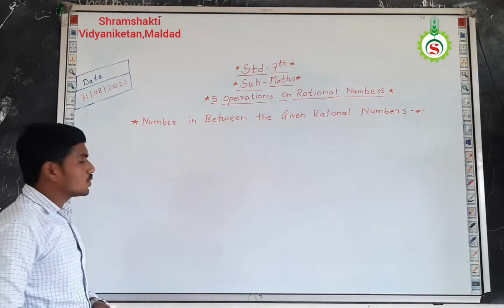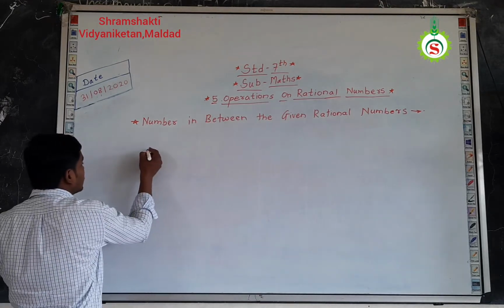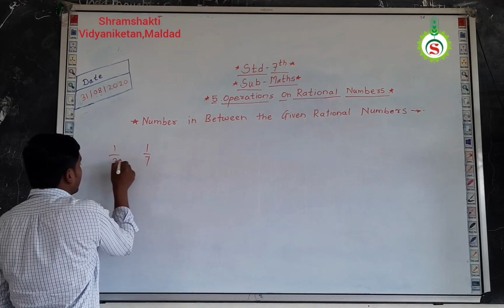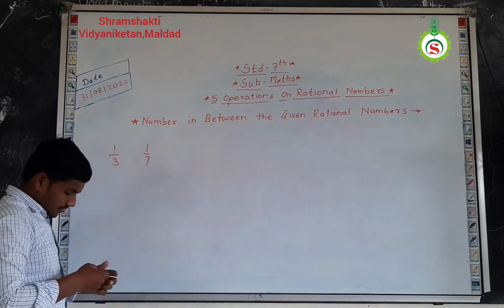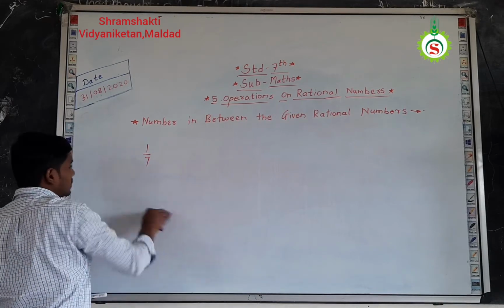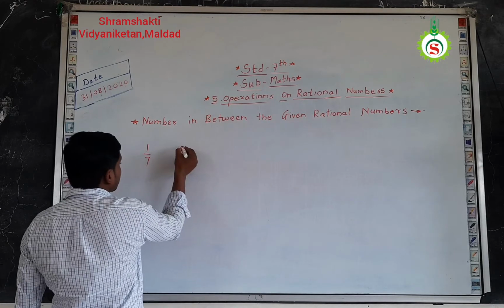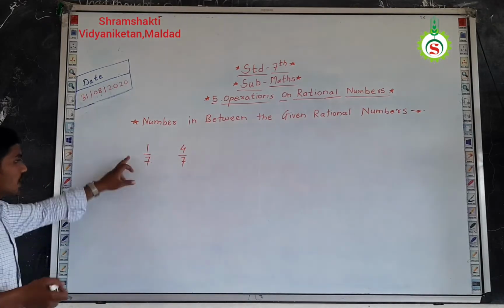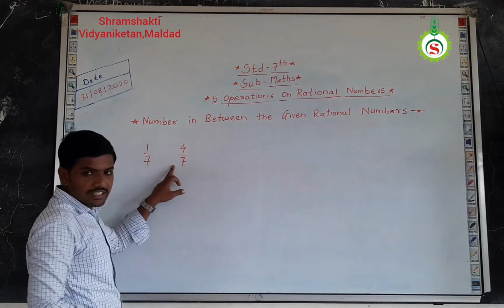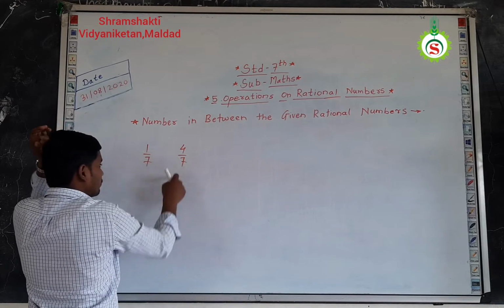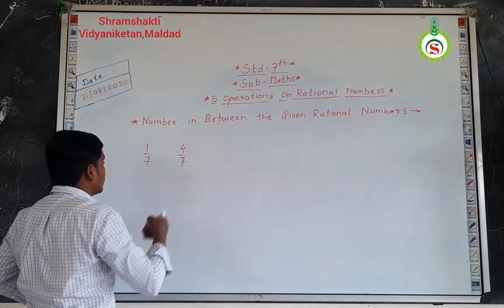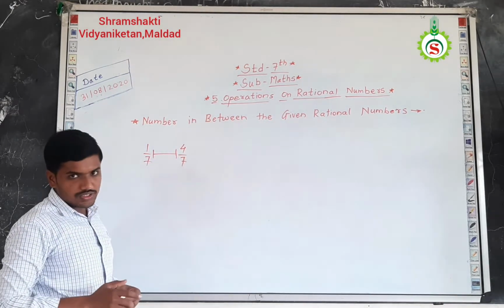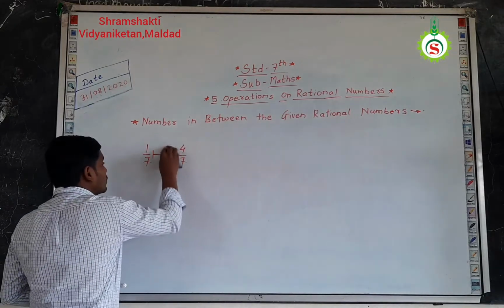For example, suppose I have the numbers 1 by 7 and 4 by 7. Those are two rational numbers. From 1 by 7 to 4 by 7 there are some numbers, and we are going to find out which rational numbers they are.